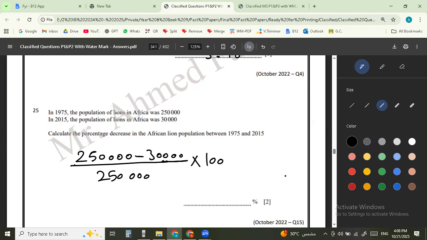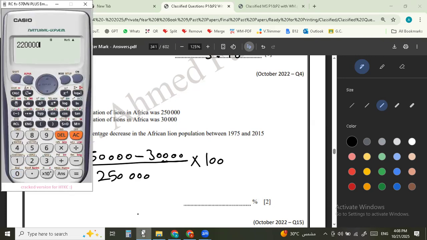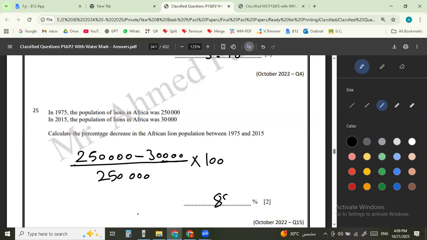Okay, so what is this going to be? Let's do it on the calculator. Here, 250 minus 30 is going to be 220. So 220,000 over 250,000 times 100 equals 88% decrease. 88%. I found the percentage change through minusing the two values over the original value times 100 because they want a percent.